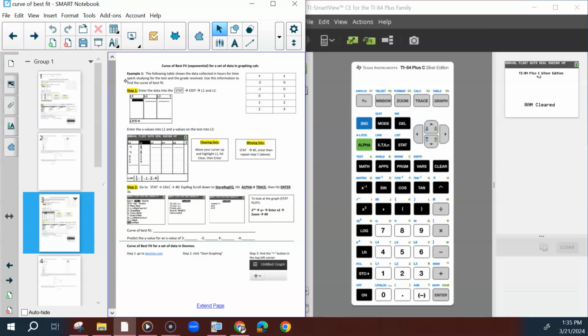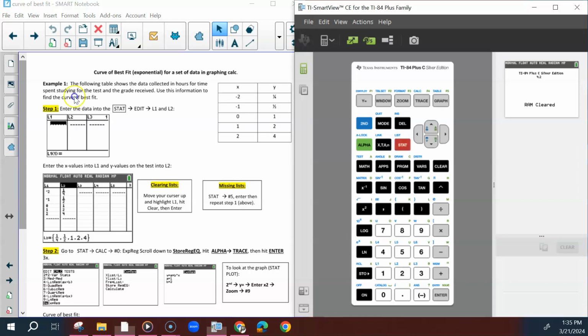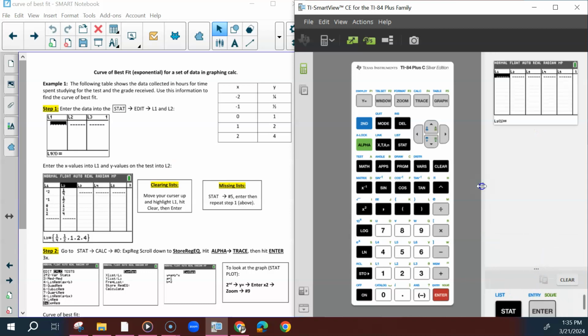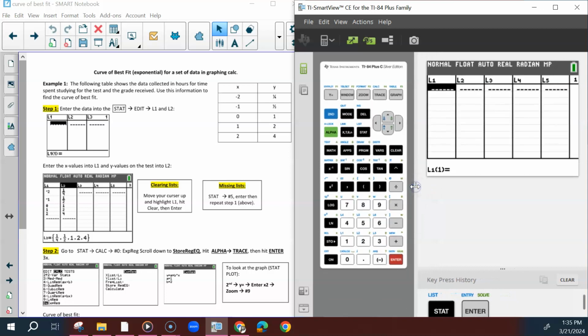Okay, and then we are going to go into Stat, go into Edit, which is already on, and then we're going to put our numbers in L1 and L2. Make this a little bit bigger. Alright, so in L1: -2, -1, 0, 1, 2.